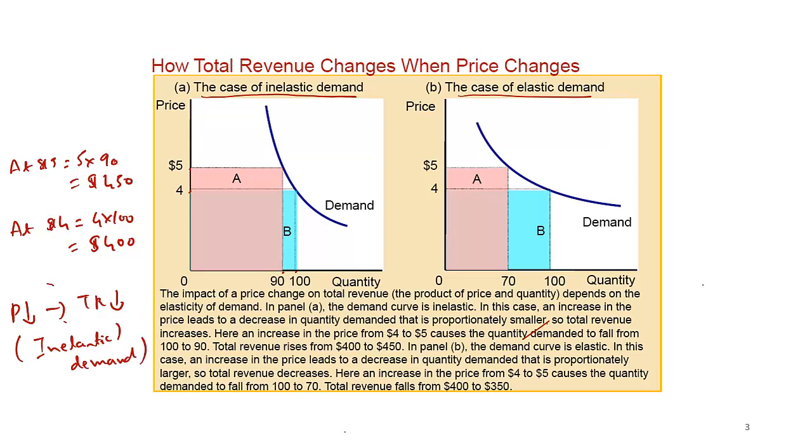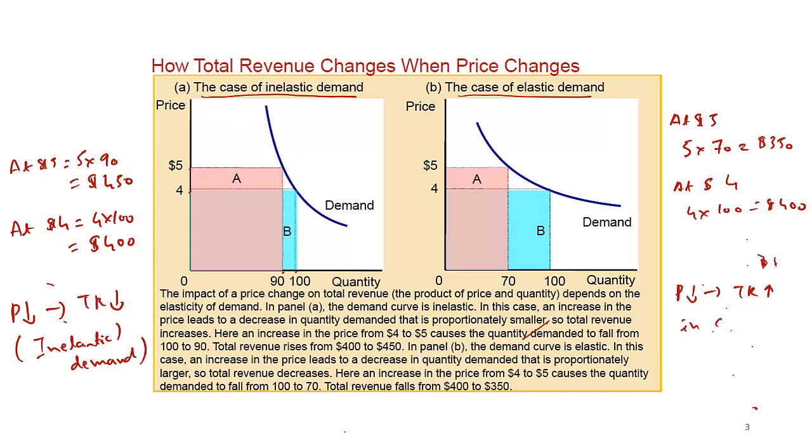On the other hand, in the case of elastic demand, at $5 it is 5 times 70, which is $350. At $4, because this is elastic, it is 4 times 100, which is $400. So what we see here is an increase in revenue for the elastic case. So a price decrease leads to a total revenue increase in the case of elastic demand. This is a very important relationship. Price and revenue move in the same direction for inelastic demand. Price and revenue move in the opposite direction for elastic demand.